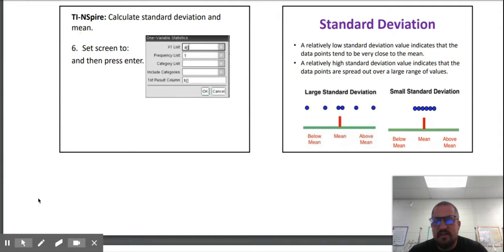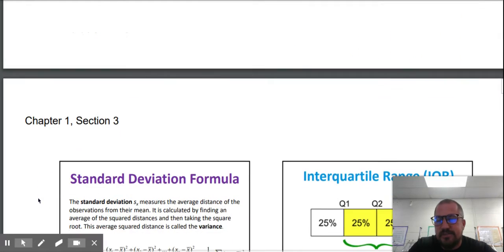Okay, to calculate the standard deviation, you'll see the sigma sign. It's a circle with a line over it. You also see SX. We'll talk about the difference between each, but for right now, either one will be sufficient. A relatively low standard deviation indicates that the points are very close together. If you look at that image to the right, a small standard deviation means that all of our data is very close to the average, very close to the mean. A large standard deviation means that our data is further away from the mean, more spread out. So that's the difference between a small and large standard deviation.